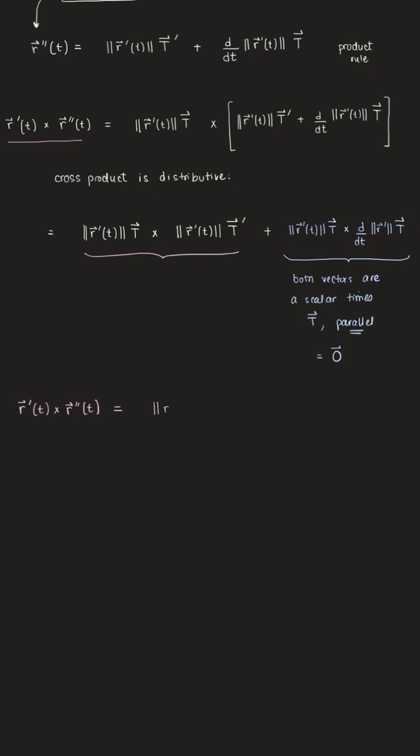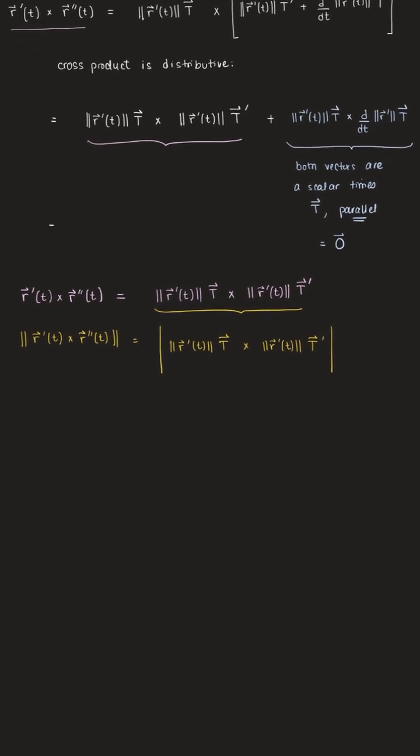So the cross product of r prime of t times T crossed with magnitude of r prime of t times T prime. And from here, I'm actually going to write the magnitude of the cross product. So we're going to take the expression above and write the magnitude of r prime of t crossed with r double prime of t. Let's recall that the magnitude of a cross product is going to be the magnitude of what we have on the right side also. So this will be the magnitude of r prime of t times T crossed with r prime of t times T prime.